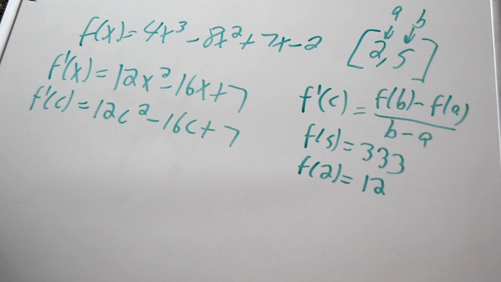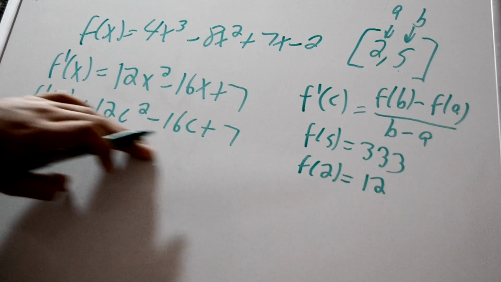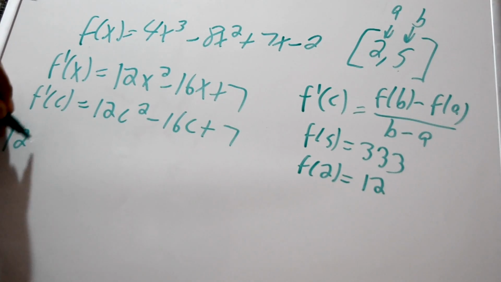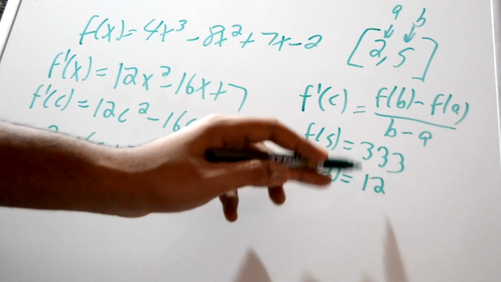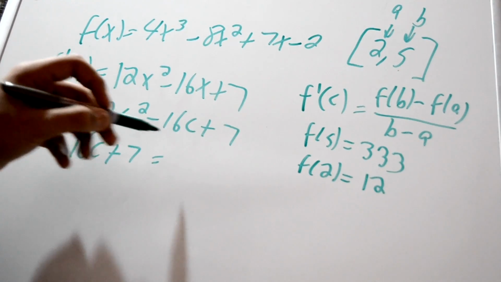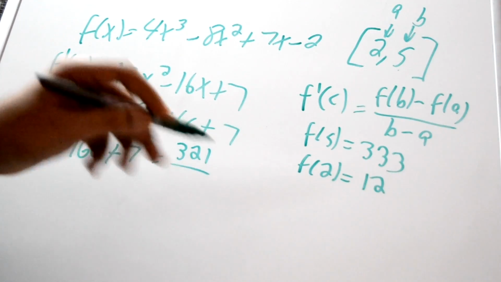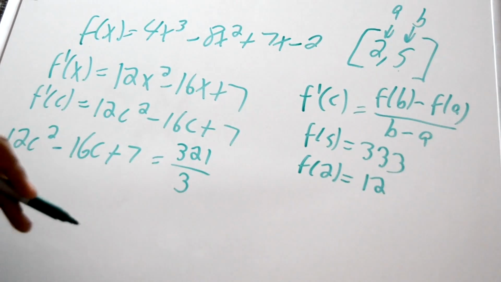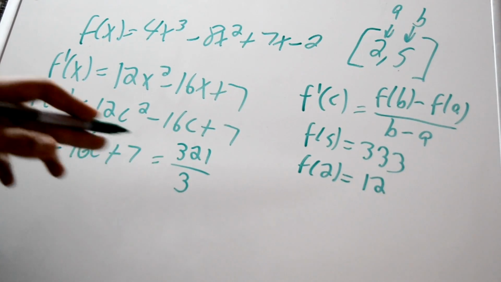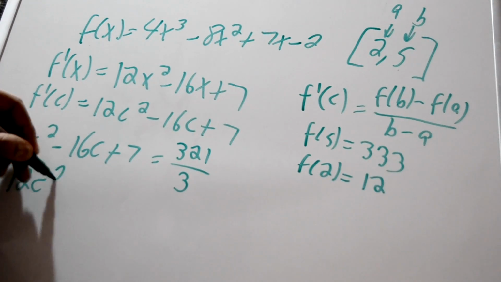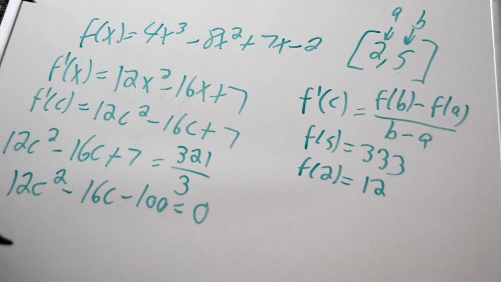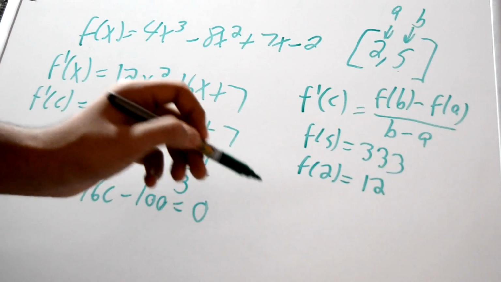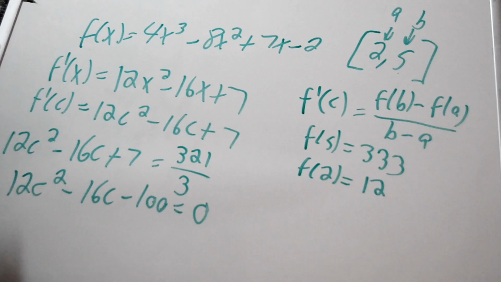Now all we have to do is substitute this whole thing into f prime of c. We'll do 333 minus 12, which is 321, divided by 3, because 5 minus 2 is 3. Then we get a value of 107, and subtracting that we get 12c squared minus 16c minus 100 is equal to 0. As we solve for the zeros of the function, we will get c.